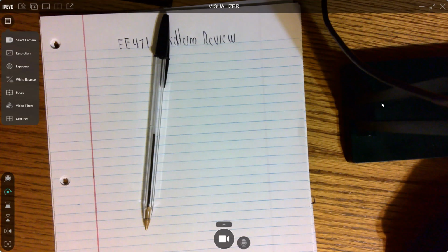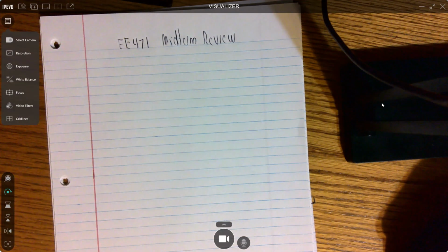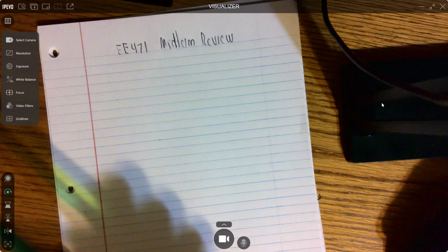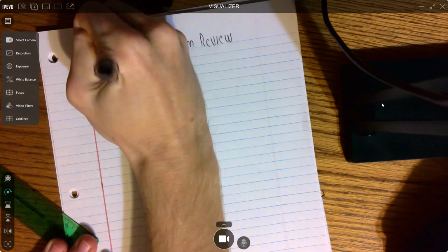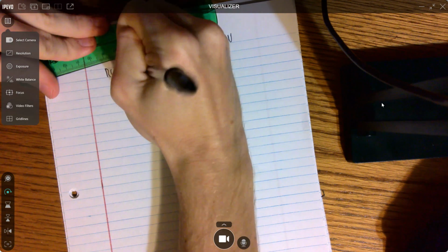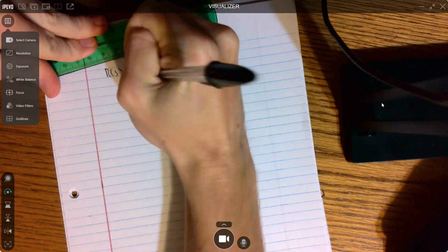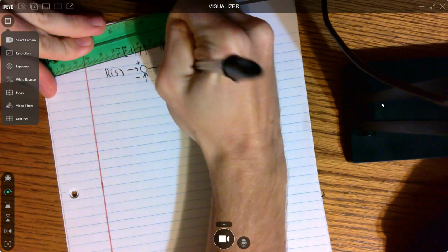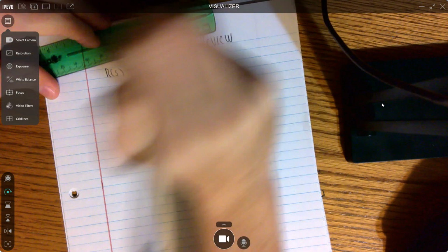Okay, today we're going to be going over EE471 for the midterm review. And so we're going to start with compensators and what they are. A compensator, basically, we have an input here, R of S, and then it's going to go through to our summing block. And so we're used to seeing that. And it's going to have a compensator here known as GC of S. And so that's your compensator.